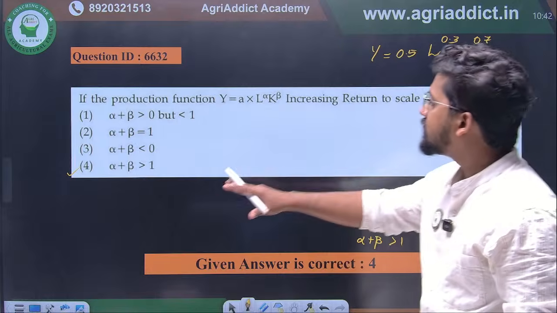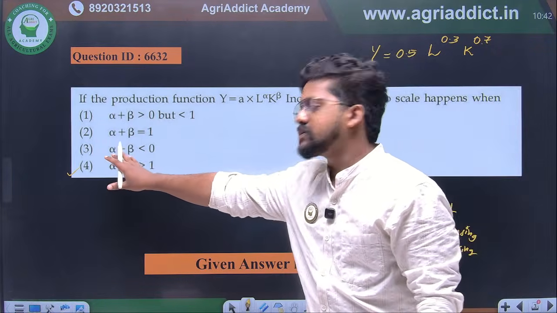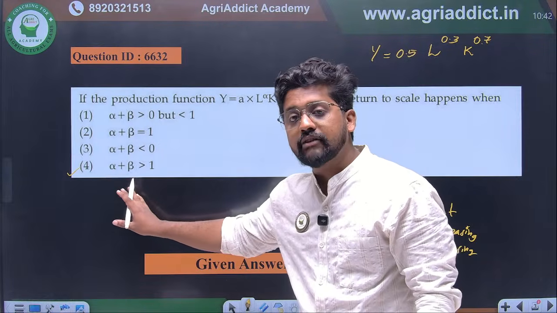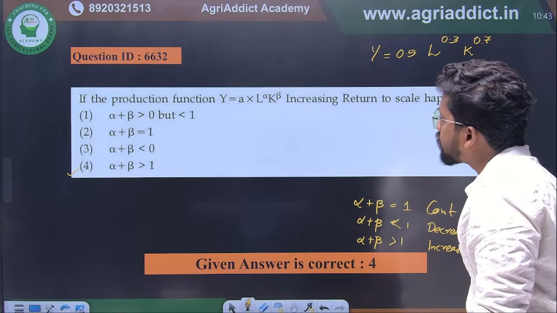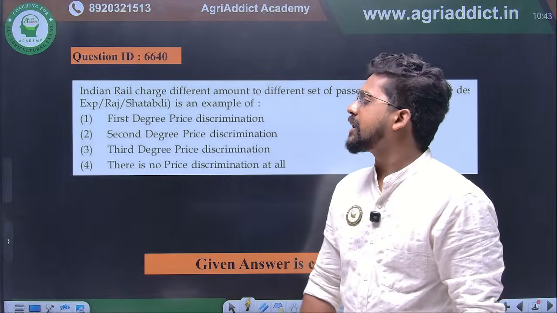So this is really simple. If alpha plus beta is equal to 1, it is constant returns. If alpha plus beta is less than 1, it is decreasing returns. If alpha plus beta is greater than 1, it is increasing returns. So therefore, the answer will be 4 here. Okay, and this was taken from the production economics and farm management idea.